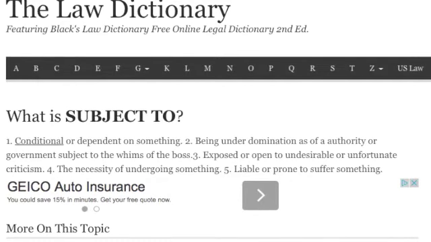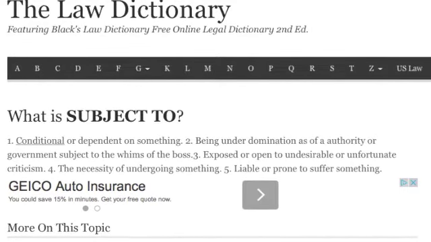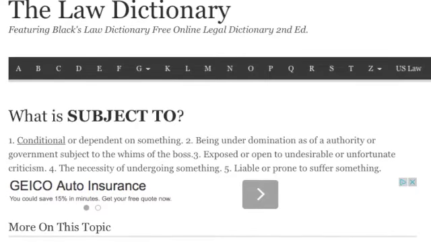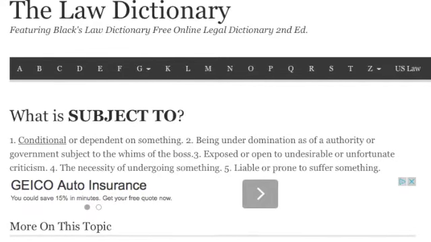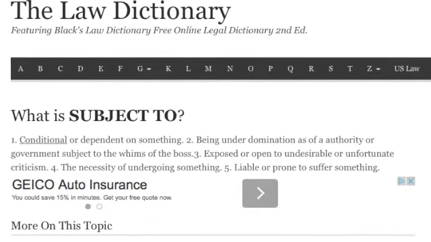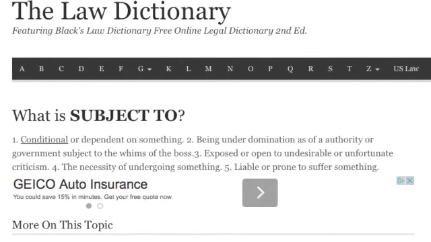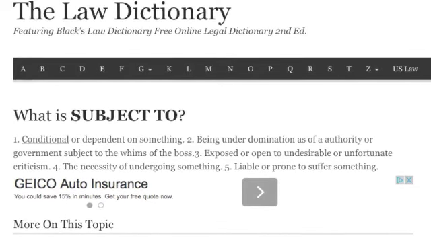Exposed or open to undesirable or unfortunate criticism. I think we're exposed and open to unfortunate instances for sure. Liable or prone to suffer something. I think the citizens definitely do that. They are subject to those things.